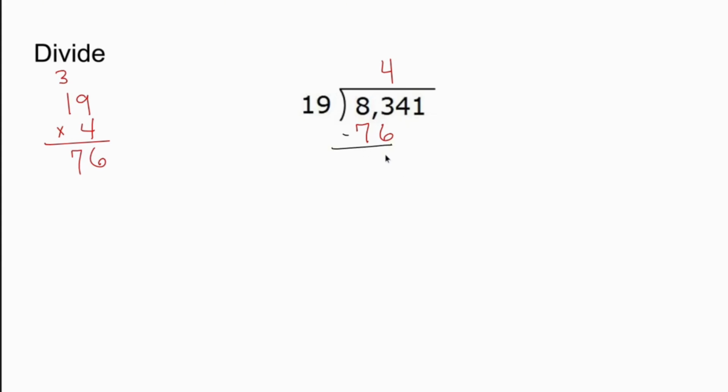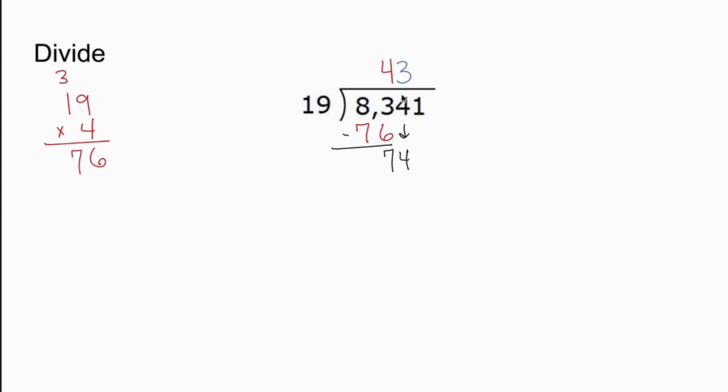83 minus 76 is 7. Drop down the next number, which is 4, and repeat the process. How many times does 19 go into 74? Well, if 19 times 4 is 76, then I'm going to write out 3, because 74 is a little bit less than 76. So let me put a 3 up here.